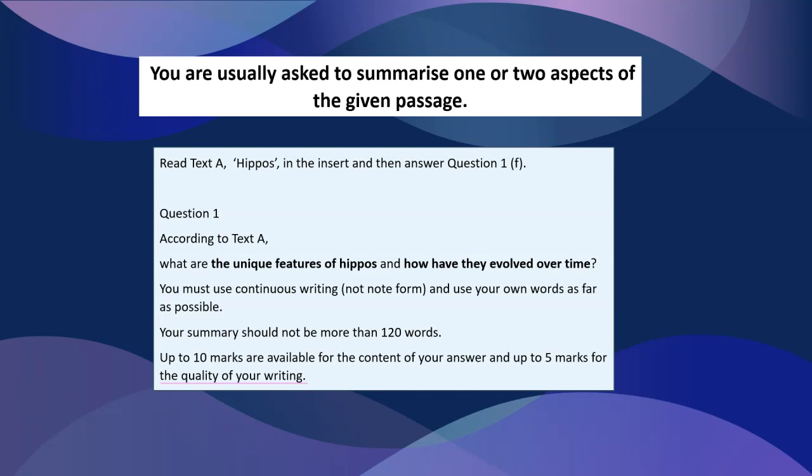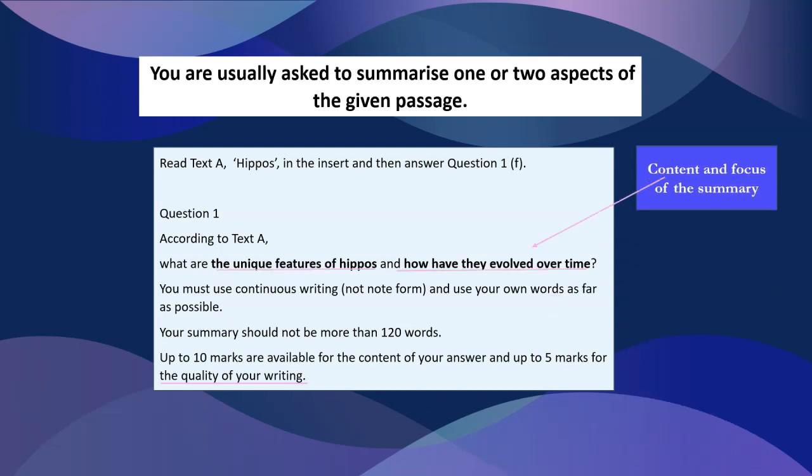Let's look at the example below. Read text A, which is titled Hippos, in the insert and then answer question 1F. So let's look at the question. According to text A, what are the unique features of hippos and how have they evolved over time? You must use continuous writing, not note form, and use your own words as far as possible. Your summary should not be more than 120 words. Up to 10 marks are available for the content of your answer and up to 5 marks for the quality of your writing.